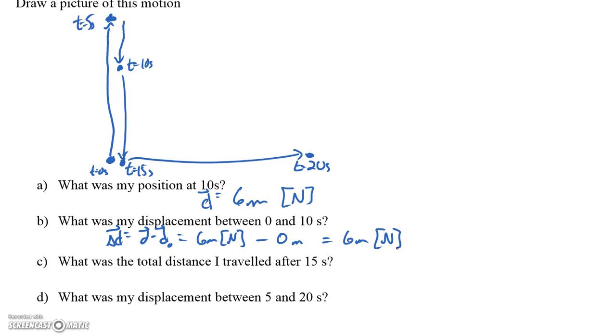What was the total distance I traveled after 15 seconds? So total distance, I'm not going to have direction. I went 10 meters, then I moved back 4, and I went all the way back to my office. So that's 10 meters both directions. So my distance for this answer is 20 meters with no direction.